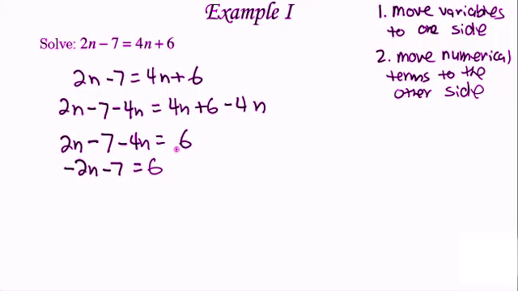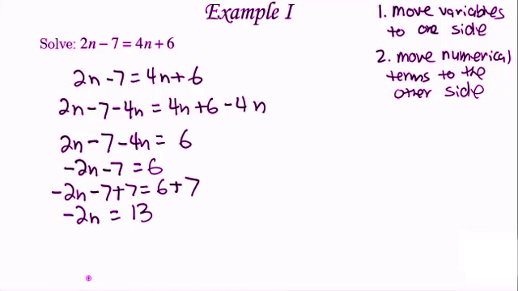Now I've moved the variables to one side. The next thing I need to do is move the numerical terms to the other side. So I want to move the negative 7 to the other side. And I'm going to do that by, since that's minus 7, adding 7 to both sides. And this gives me negative 2n equals 13.